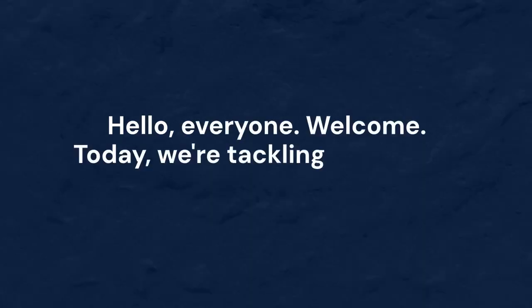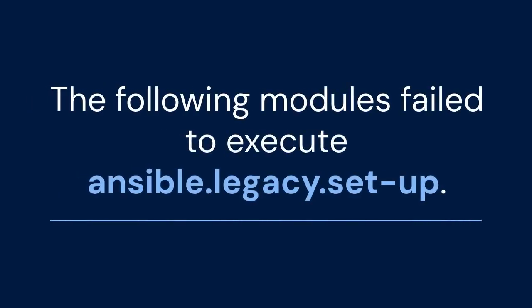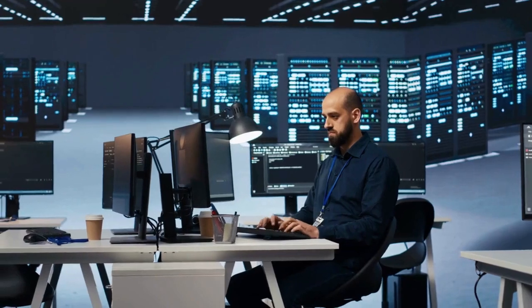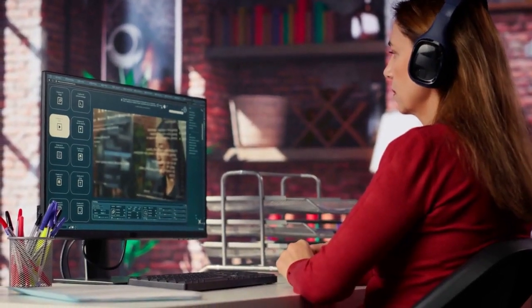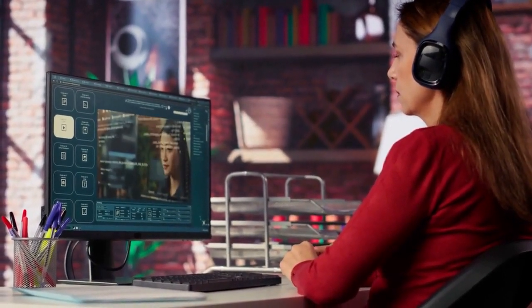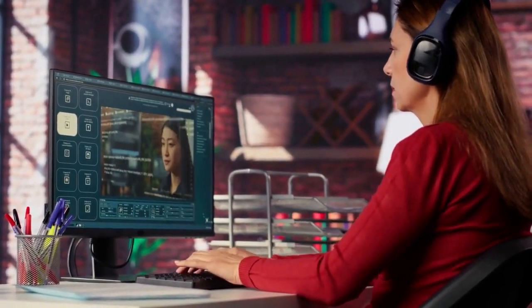Welcome. Today, we're tackling a common Ansible error. It's the dreaded "the following modules failed to execute" ansible.legacy.setup. This error can halt your automation efforts. But don't worry. We'll explore the causes and solutions to get your playbooks running smoothly again.